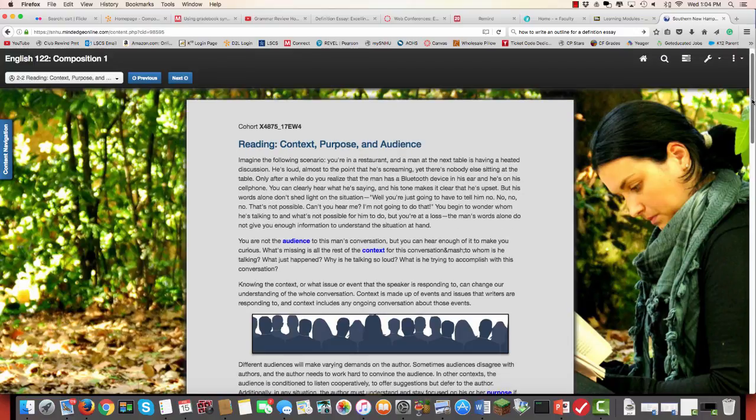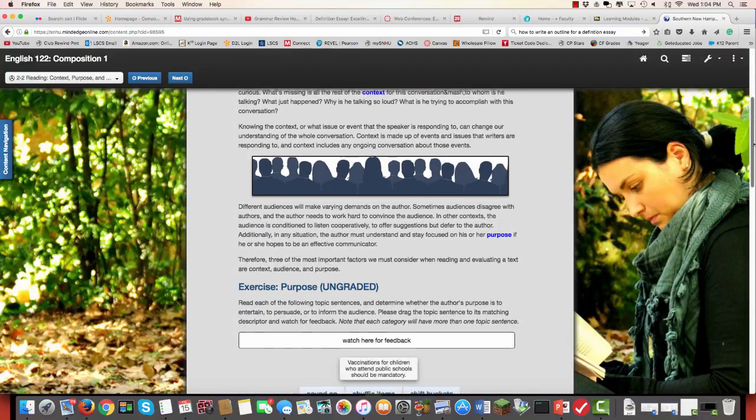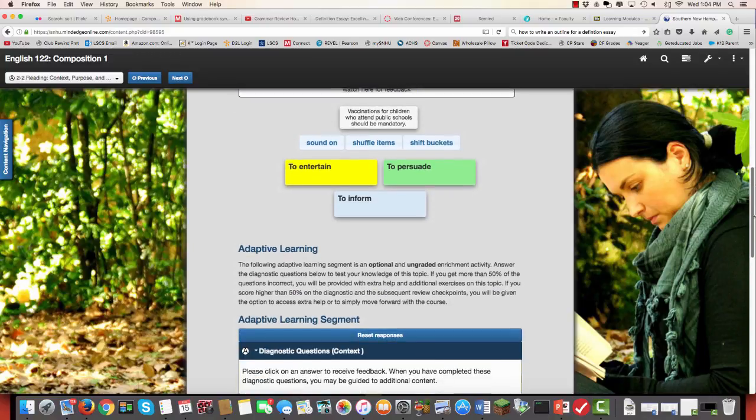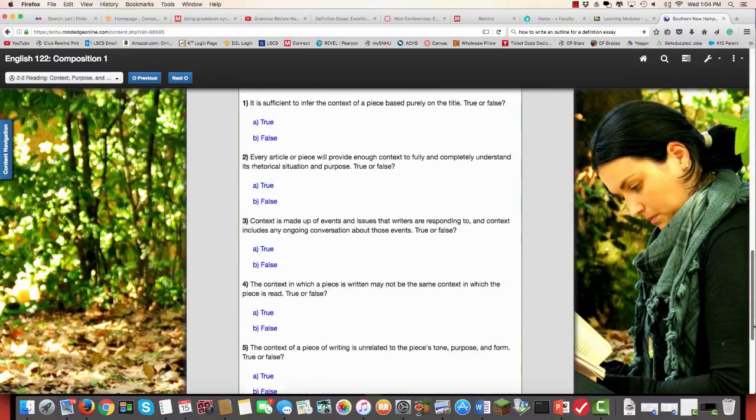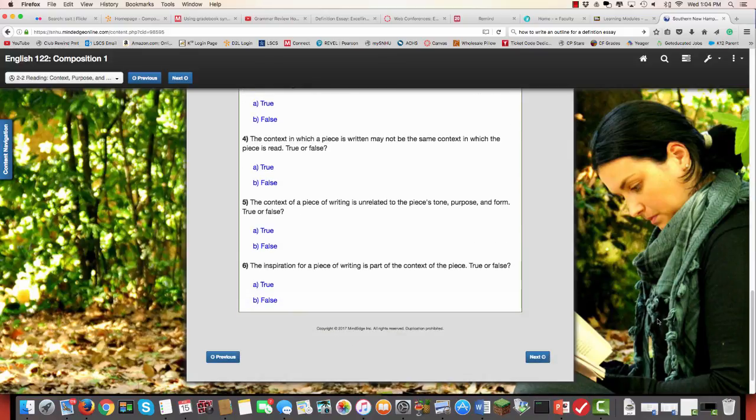When you analyze, you must look at the context, the purpose, and the audience of everything. Make sure that you do these adaptive learning segments here. They're not graded, but they are very helpful in mastering this information.